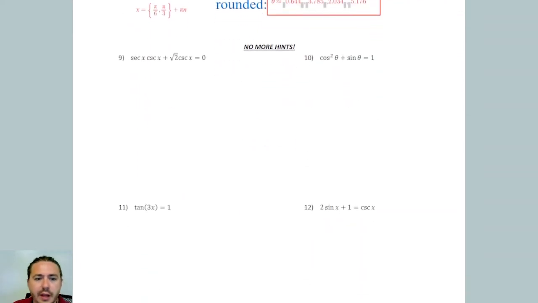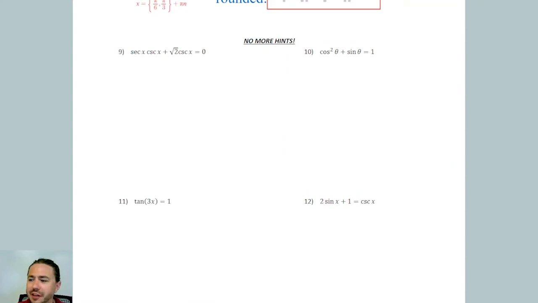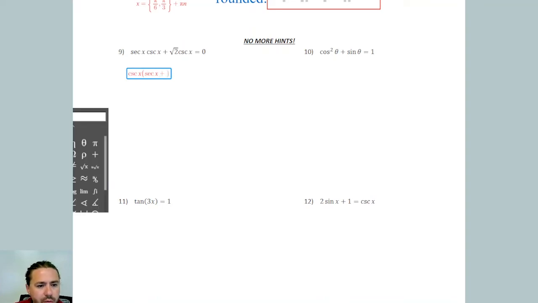All right, so starting with number 9, no more hints here. So we have to figure out, problem by problem, how we're going to solve these. So with this number 9, I'm going to start by factoring out a cosecant x, and that'll leave me with secant x plus root 2 equals 0. Then I'm going to set each one of these equal to 0. So cosecant x equals 0, which actually never happens. So that one's not going to result in any solutions.